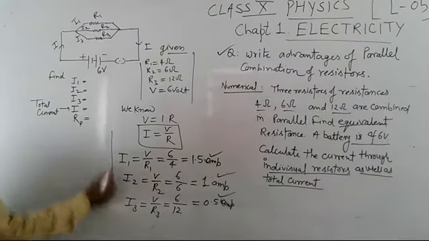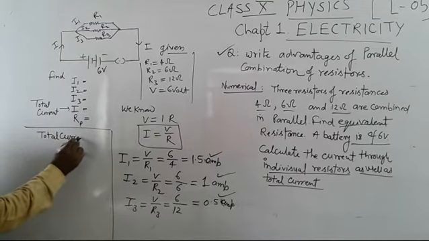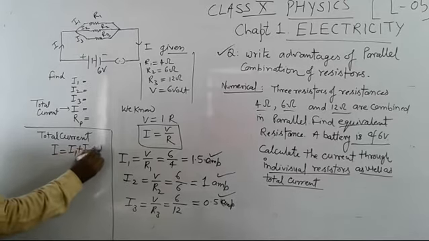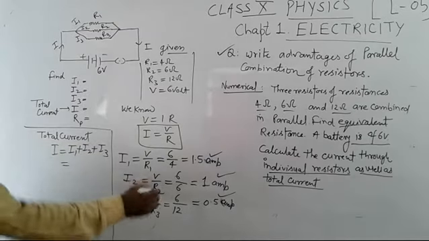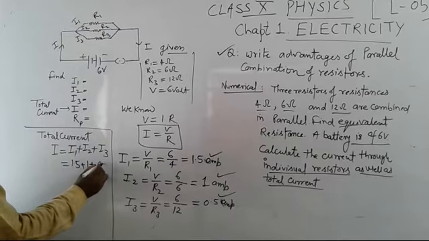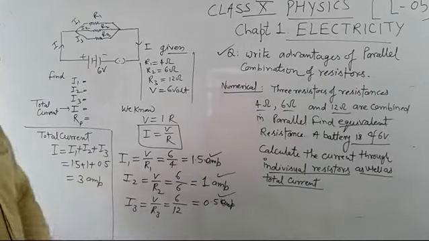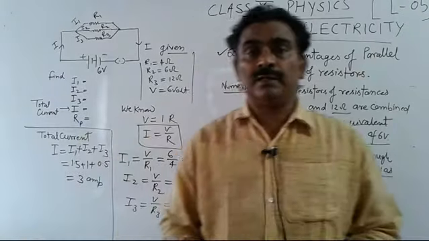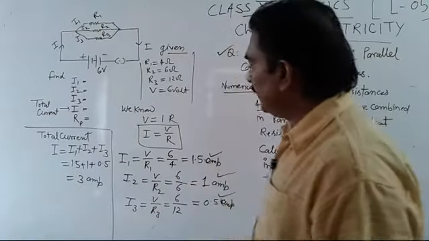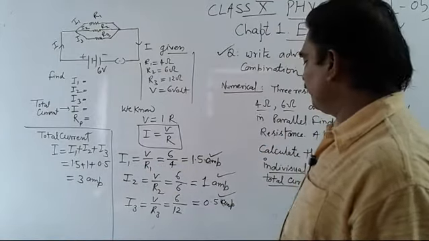Now, we can say total current I is equal to I1 plus I2 plus I3. Here we put the values: 1.5 plus 1 plus 0.5, total 3 ampere. So students, this is the answer where we find total current, which is 3 ampere, whereas individual currents I1, I2, I3 are 1.5 ampere, 1 ampere and 0.5 ampere.